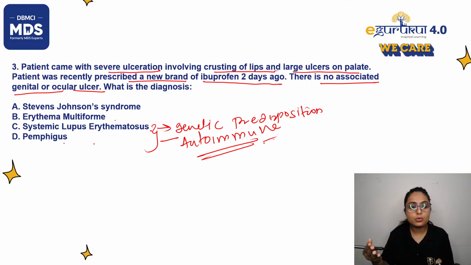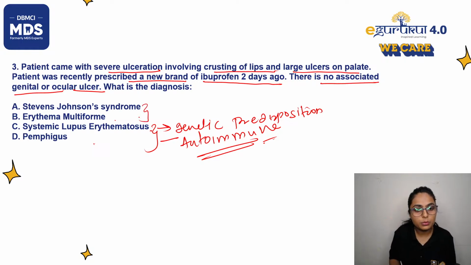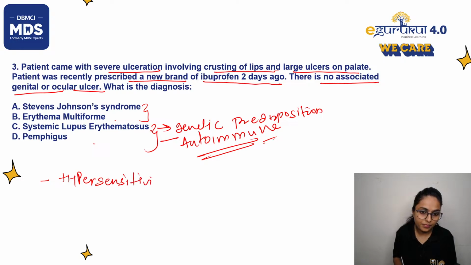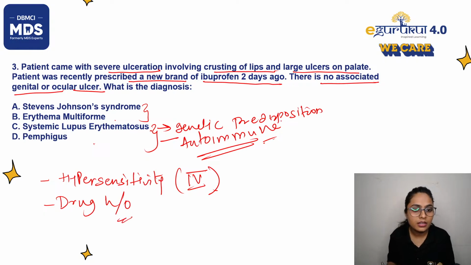So we easily ruled out option C and D. Now we are left with option A and B. Now, how will you choose between these options? The etiology of both the entities is drug history or intake of drug. Since it is a hypersensitivity reaction, that is type 4 hypersensitivity reaction, the patient will give you drug history. All right. Now, how will you choose between these two options?